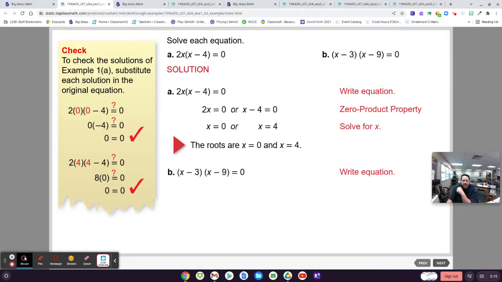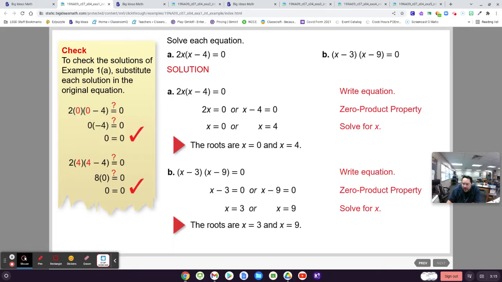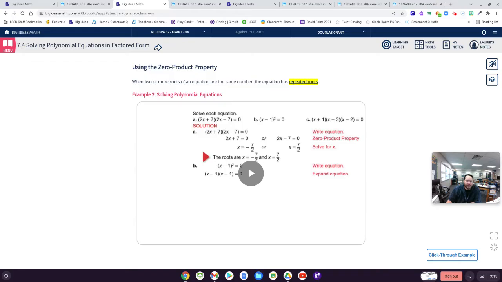Your two factors are x minus 3 and x minus 9. If x minus 3 equals 0, that'll be an answer. Or if x minus 9 equals 0, that's your other answer. When you solve them, you get 3 and 9. So the roots are x equals 3 or x equals 9. Okay, there we go. Let's jump into repeated roots.